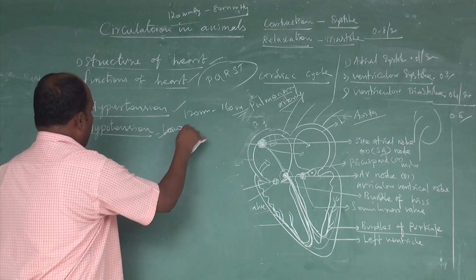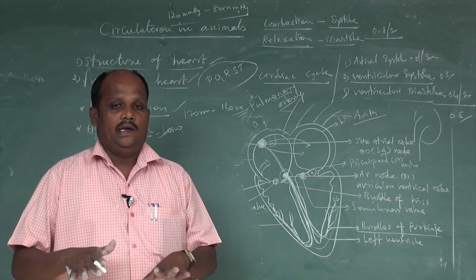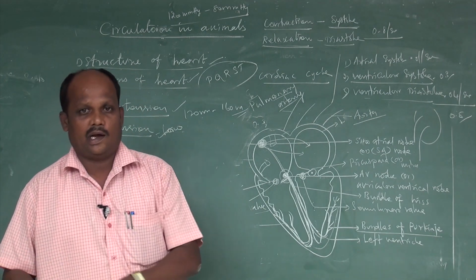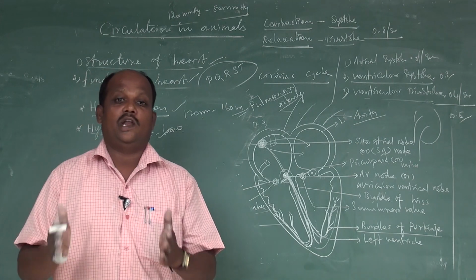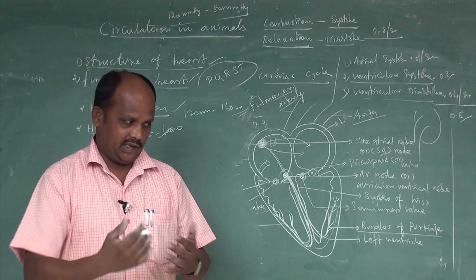The second one is hypotension, which means the lowest blood pressure. When we check the blood pressure, the pressure never increases above 80 and is always below 80. That is called hypotension. So hypotension means lowest blood pressure, and hypertension means highest blood pressure.